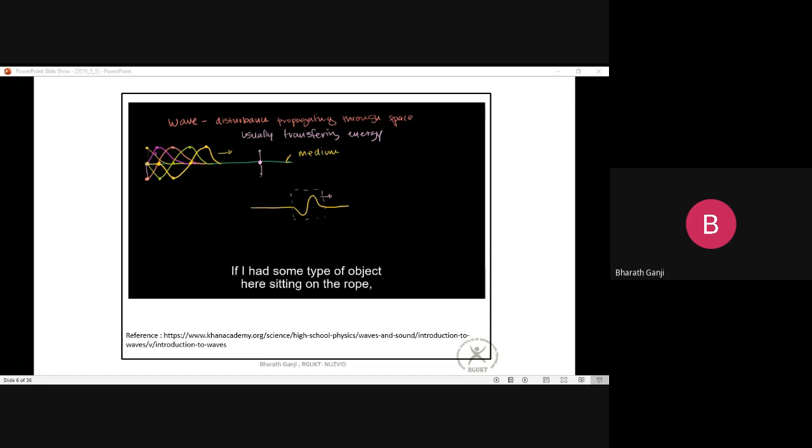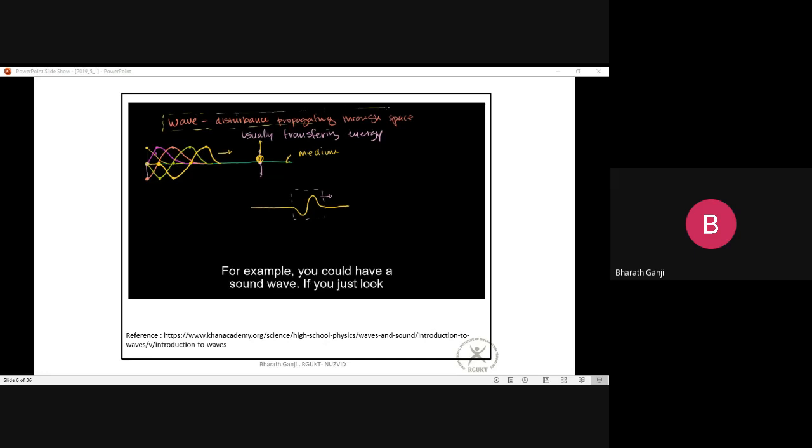rope. If I had some type of object here sitting on the rope, maybe when the disturbance passes by it, this thing could get flipped into the air. It might get pushed into the air and go into a higher potential energy. So this disturbance is transferring energy in this case. Now, what I've drawn here, this isn't the only type of wave you can have. I mean, my definition is fairly general, but the definition is more general than just what I've drawn here.